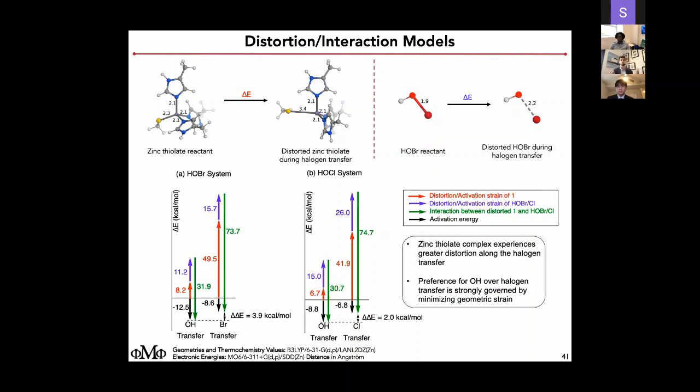And this leads us to hypothesize and really conclude that the preference for the OH transfer over the halogen transfer is much more strongly governed by minimizing the geometric strain of the overall complex. And again, this is not incorporated in the oxidation of free thiols because the oxidation of free thiols does not include that zinc thiolate bond.